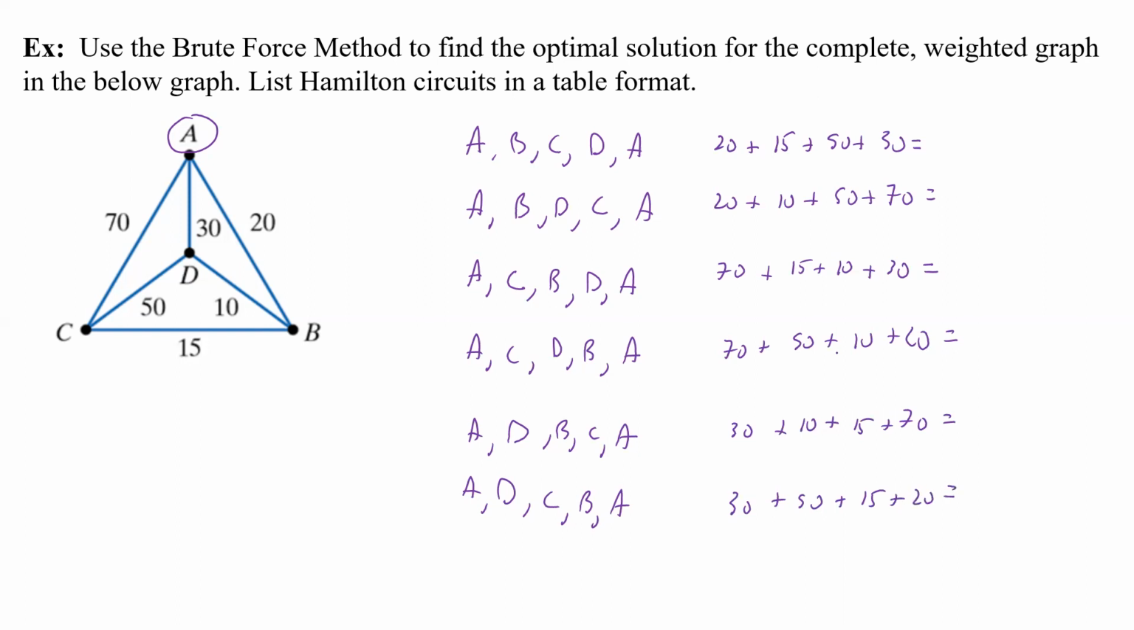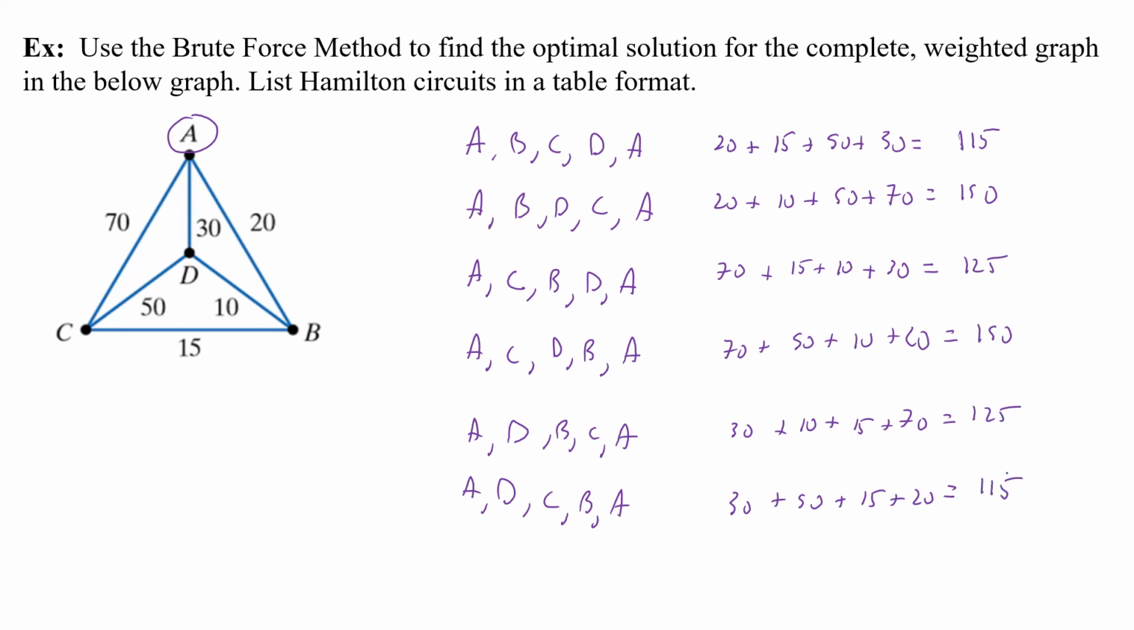All right. So now if we type all those into our calculator, what we're going to get is 115. That's going to be 150. That's going to be 125. That's going to be 150. That's going to be 125 again, and that looks to be 115.